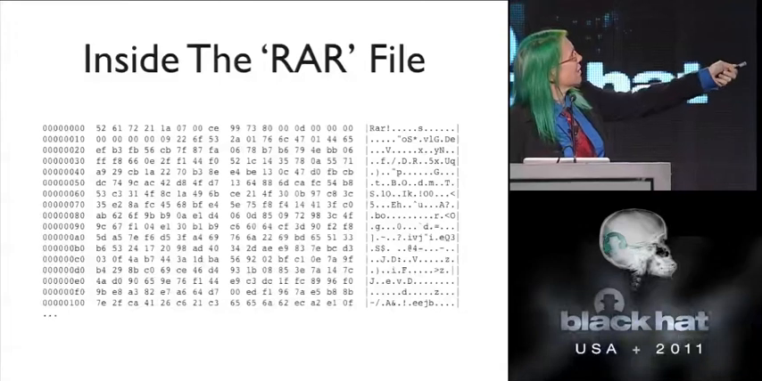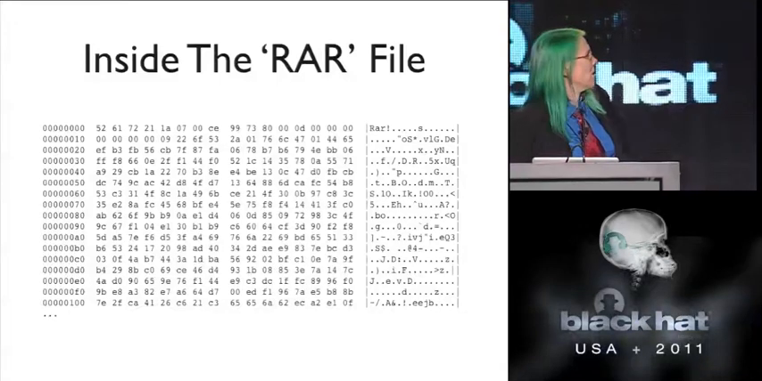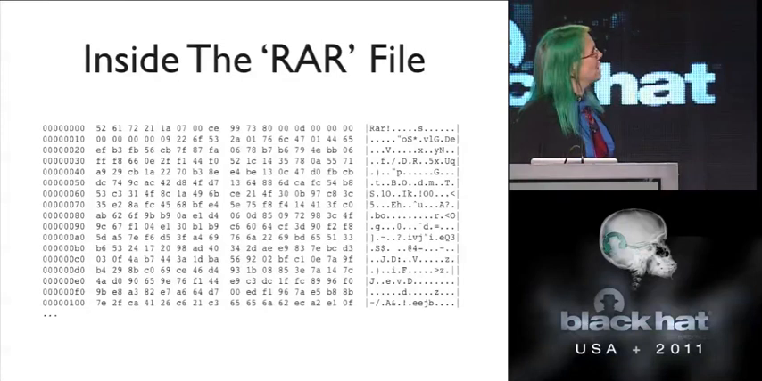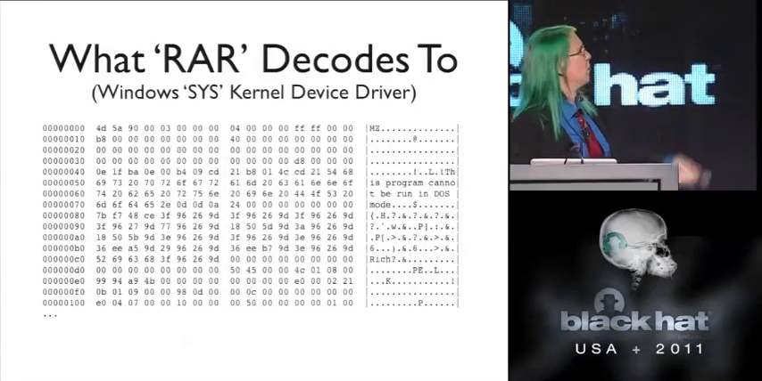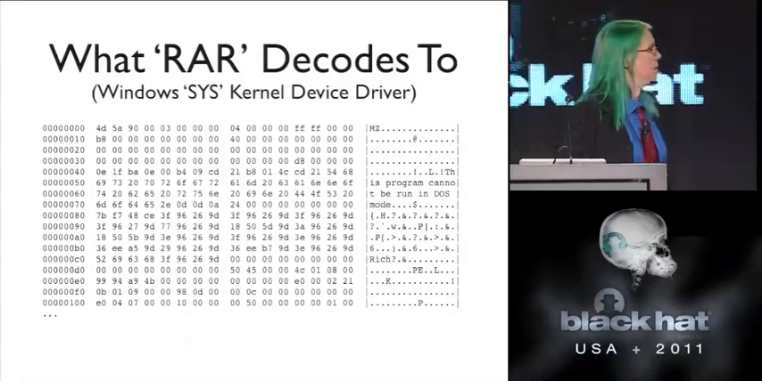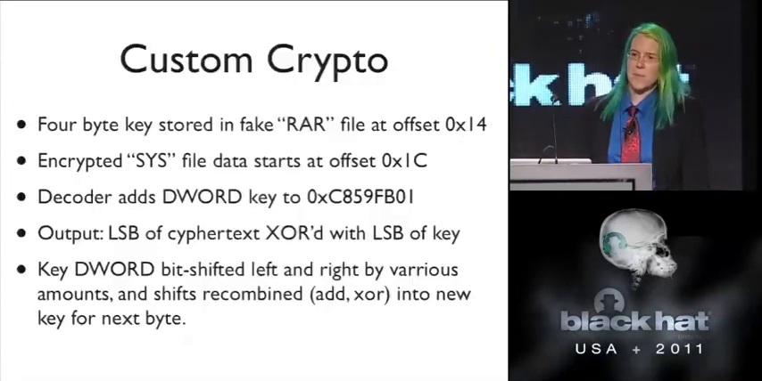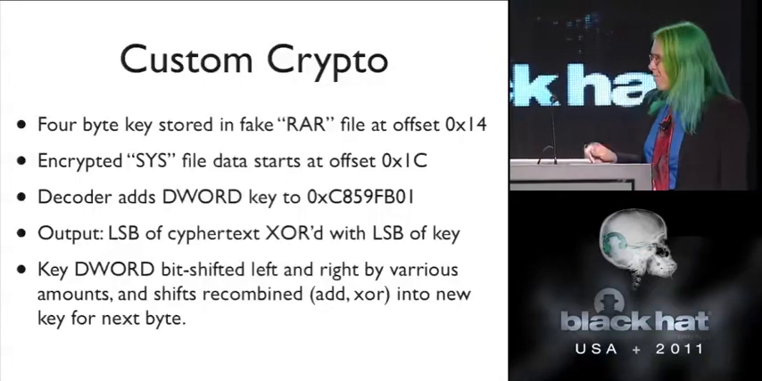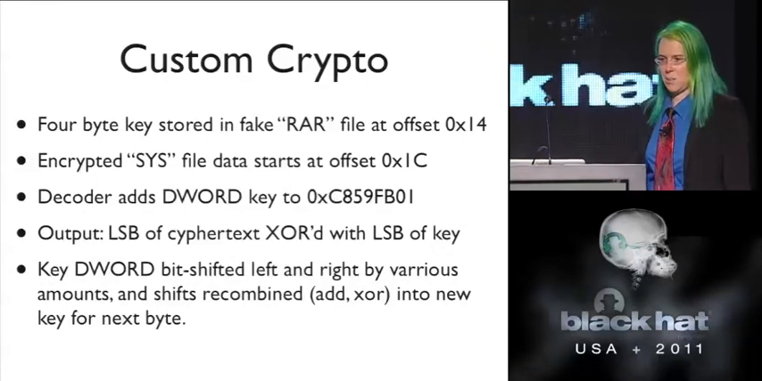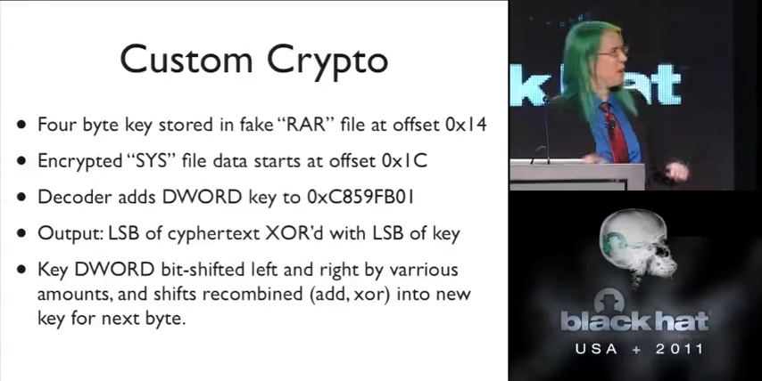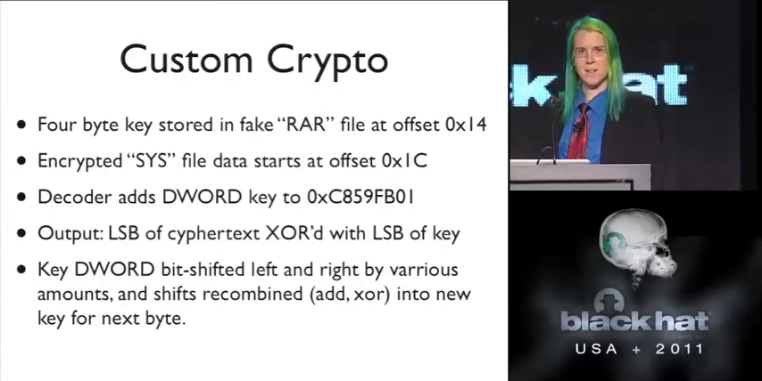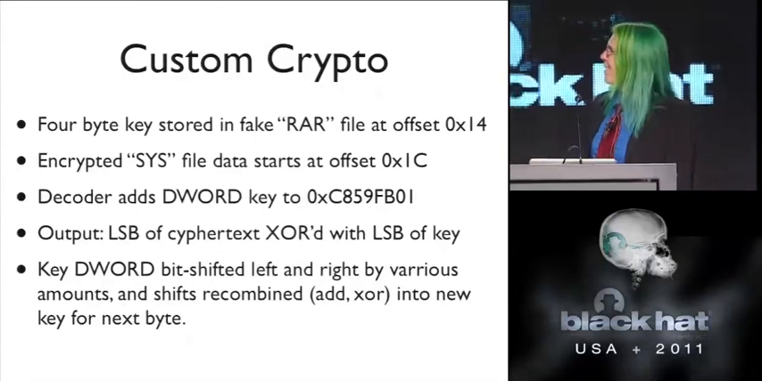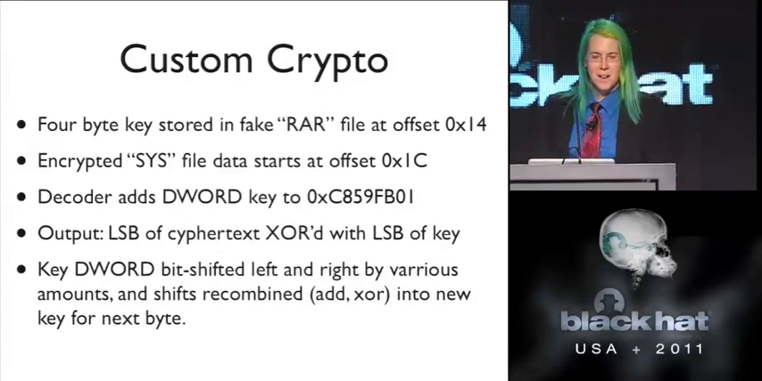So this is one of the actual Rustock samples as the update came down encrypted. As you can see, it's got a regular RAR header and then white noise. When you actually decode it, it ends up looking like this. It's a regular Windows kernel device driver. And the crypto they used is fairly simplistic. The key is actually stored in the file, which is not that uncommon for a lot of these homemade crypto algorithms.